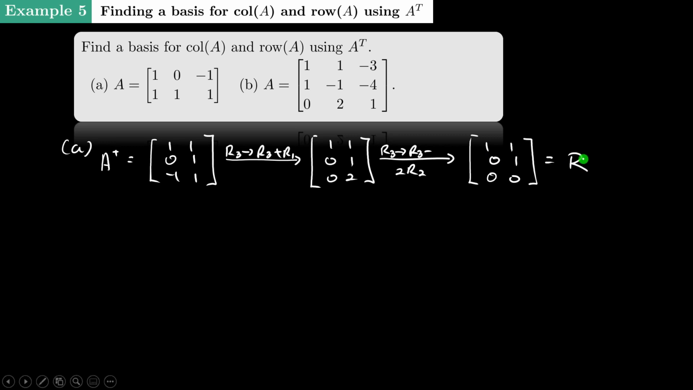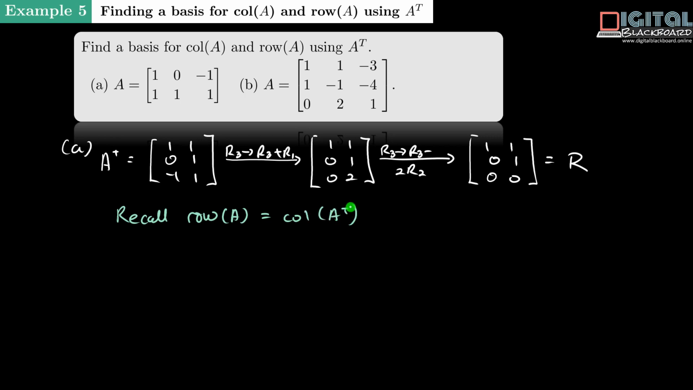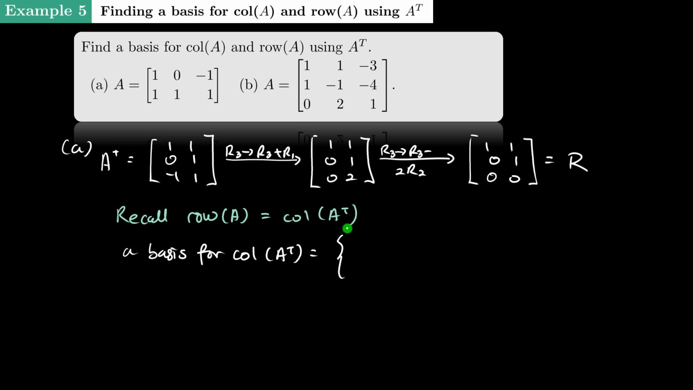Let's call this R. Now we recall that previously we said that the row space of A is equal to the column space of A transpose. Now, if we can find the column space of A transpose, we would have found the row space of A as well. But now, the basis for the column space of A transpose is just equal to the columns of A transpose corresponding to the pivot columns of R. Now the pivot columns of R are obviously the first two columns because they contain the pivots. Therefore, the two columns of A transpose form the basis.